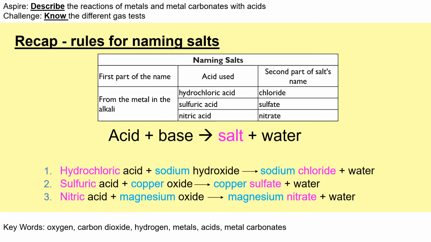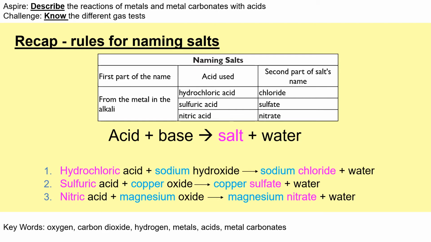So just a quick recap from what we have learnt previously in this topic are the rules for naming salts. Now, the second part of the salt word always comes from the acid. So hydrochloric acid will always make a chloride salt, sulfuric acid will always make a sulfate salt, and nitric acid will always make a nitrate salt. And if you remember, the first part of the salt word comes from the alkali or base, and it's always the first word of whatever that substance is.